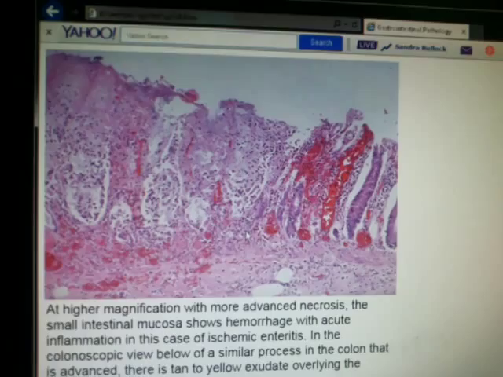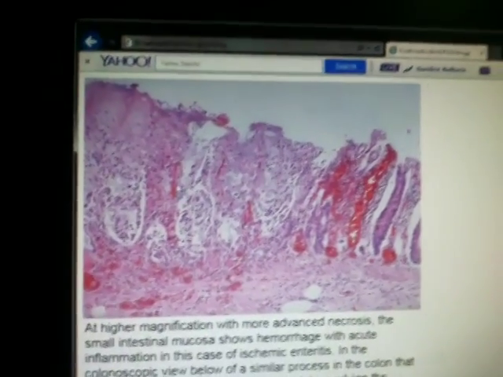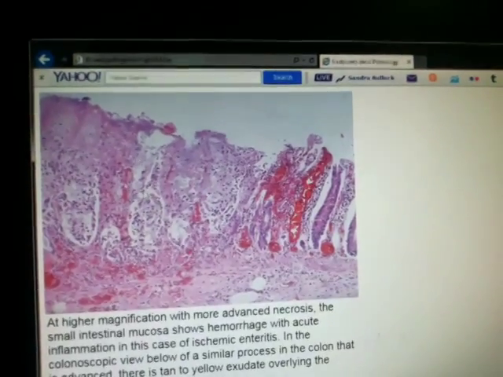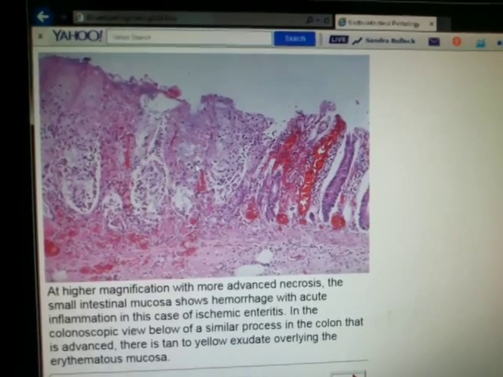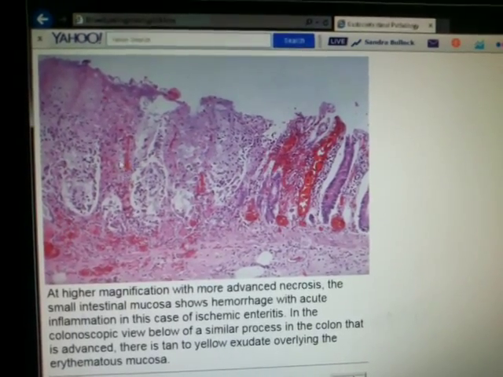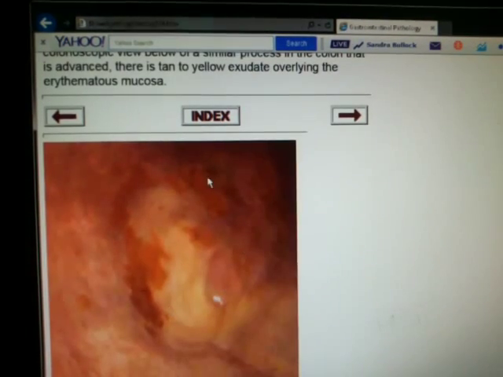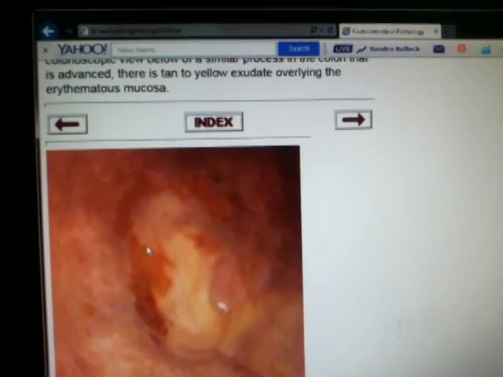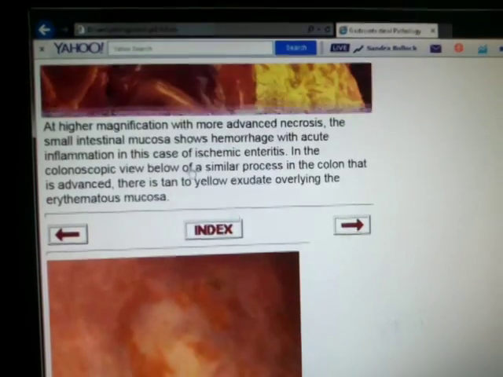This is a higher magnification of the ischemic changes that affected the mucosal layer. The mucosal layer underwent necrotic changes. It's replaced by necrotic tissue and inflammatory cells, mainly neutrophils. This is the endoscopic appearance of the exudate deposit. Here we have the yellowish deposit above the mucosa.